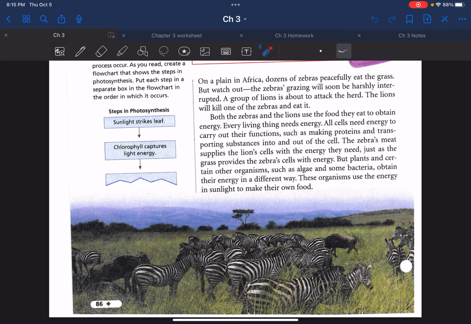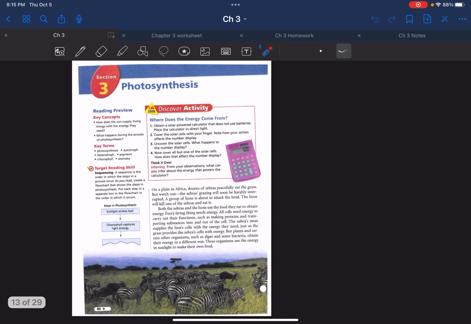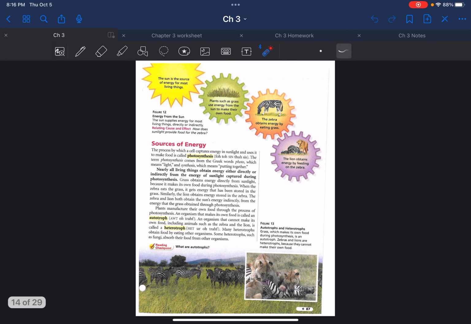All cells need energy to carry out their functions, such as making proteins and transporting substances into and out of the cell. The zebra's meat supplies the lion's cells with the energy they need, just as the grass provides the zebra's cells with energy. But plants and certain other organisms, such as algae and some bacteria, obtain their energy in a different way. These organisms use the energy in sunlight to make their own food. Sources of energy.